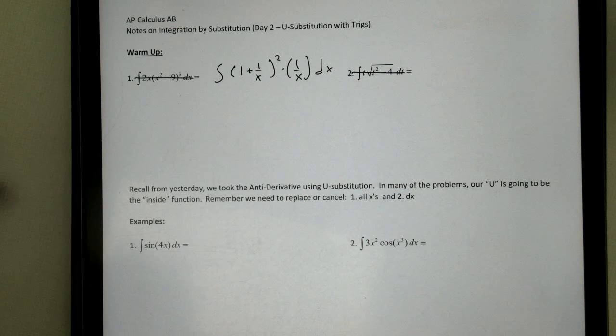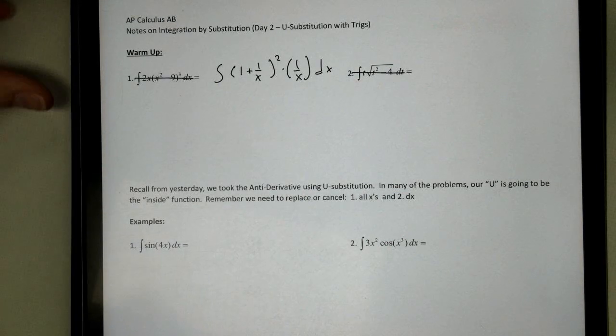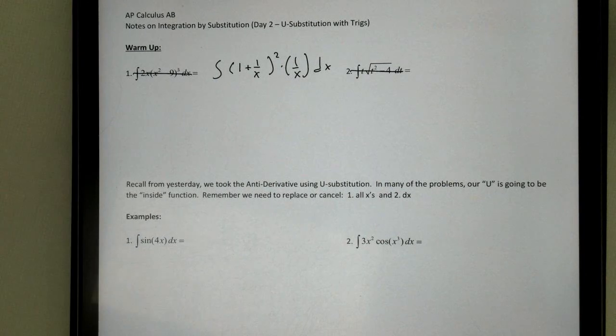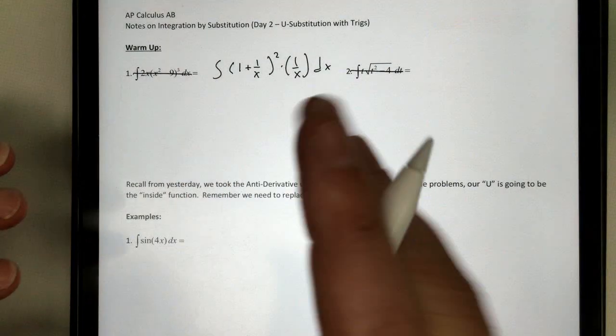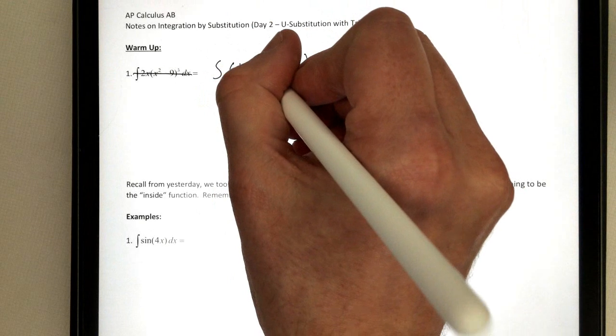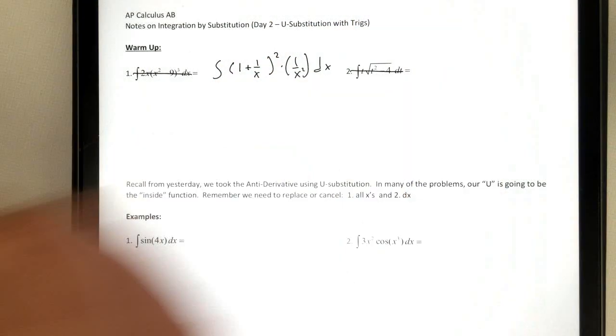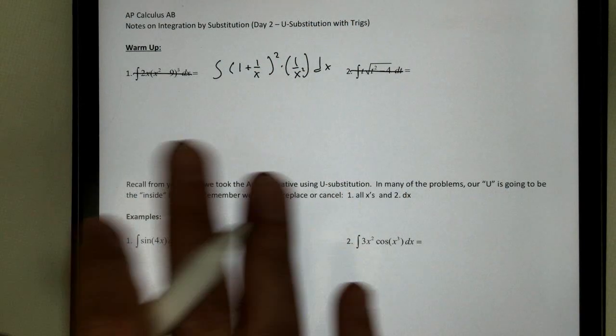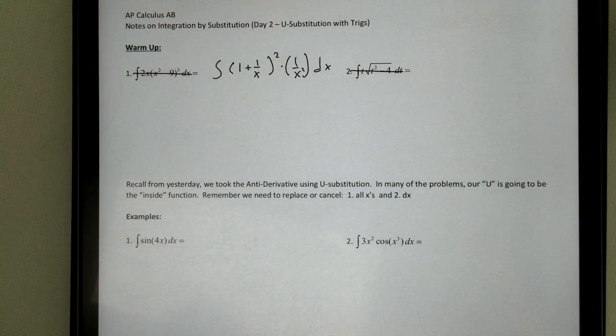Hi, welcome back. Today we're going to be taking a look at U substitution again, but this time we're going to be taking a look at it with trigs. Now before we begin, this should be a 2 right there. Before we begin, we're going to take a look at a substitution problem that we haven't seen yet.